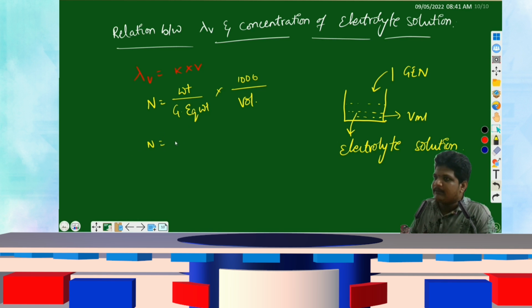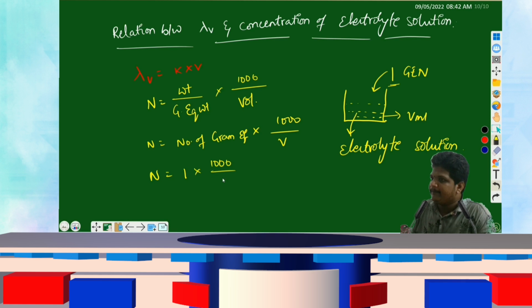So here normality is equal to number of gram equivalents into 1000 by volume. Here the number of gram equivalents is 1, so we are taking only 1 gram equivalent. So normality is equal to 1 into 1000 by V. If I take this V to this side, V is equal to 1000 by N.